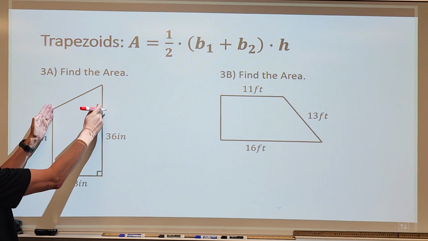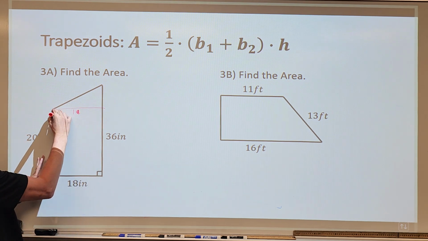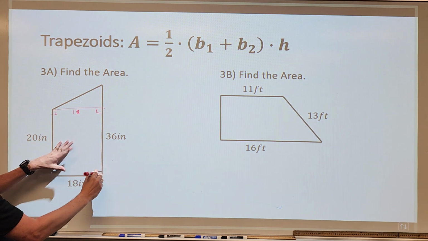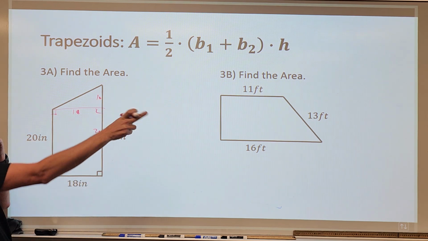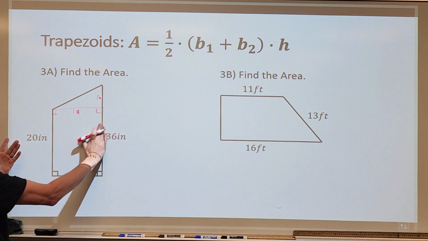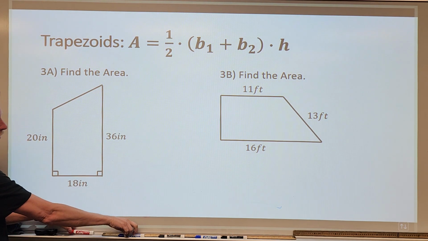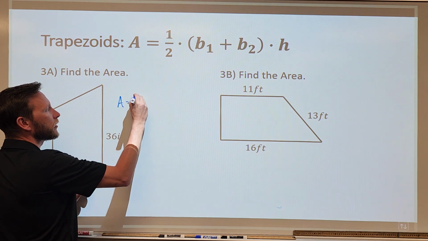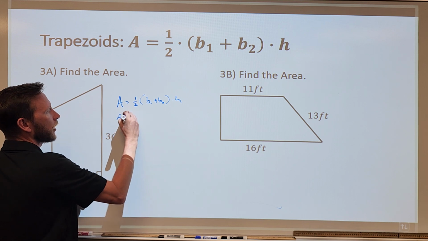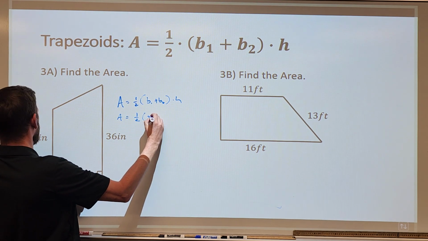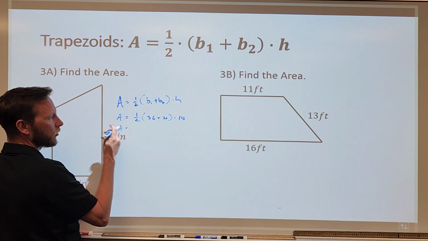This perpendicular distance is the same as that perpendicular distance here. So if I make this into a rectangle, I know that I cut this into 20 and 16. That might be useful for some of the work that we're going to do over there, but for here, if I know what this base is and that base is, I can just plug these numbers into our formula. So again, the area is equal to the average of base 1 and base 2 times the height. And 1 half times 36 and 20 times the height of 18. We get to do this work.